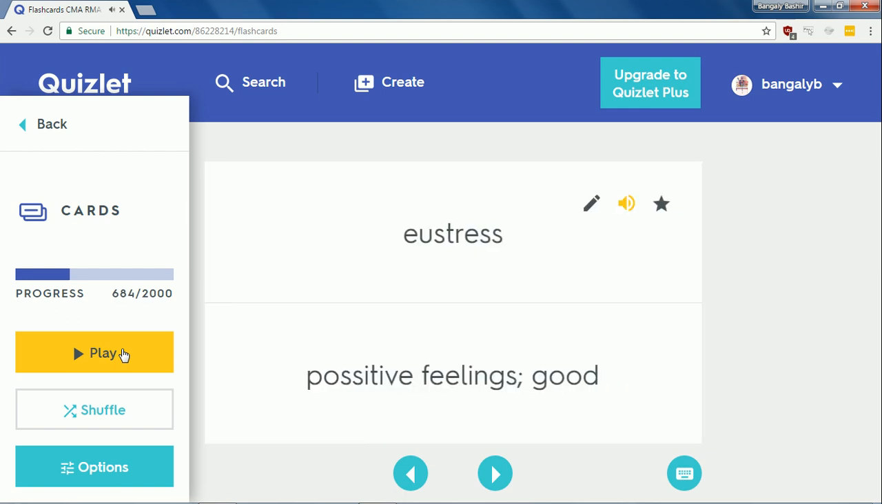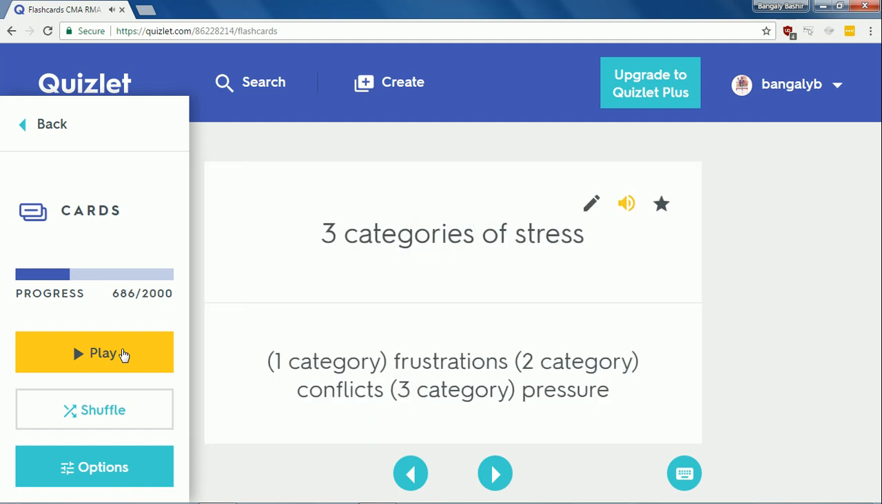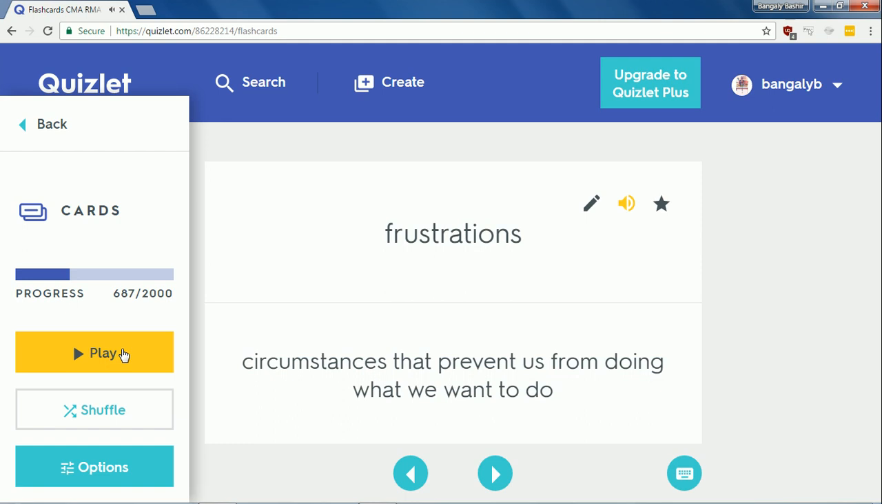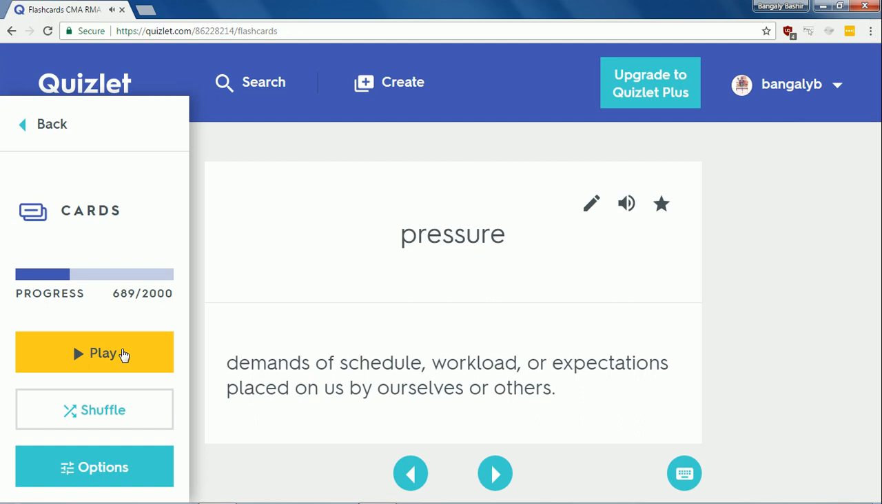Eustress. Positive feelings. Good. Distress. Negative feelings. Bad. Three categories of stress. Frustrations, conflicts, pressure. Frustrations. Circumstances that prevent us from doing what we want to do. Conflicts. Incompatibility between two important things or objectives equally important to us. Pressure. Demands of schedule, workload, or expectations placed on us by ourselves or others.